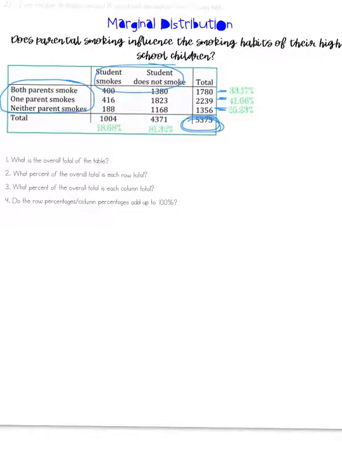So we're talking about 100% of the students. So these are the questions that I basically went through. What is the overall total? Because marginal is always comparing one variable to the total. And then what percent in each row, what percent in each column, and then do they add up to 100 is just my check. So that is marginal distribution.